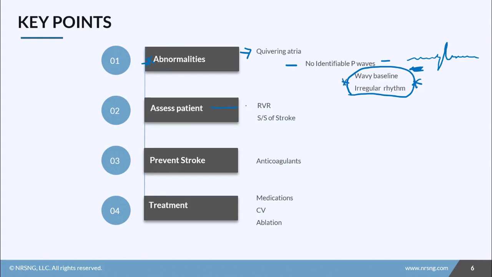Got to assess the patient, determine if they are in RVR, make sure that their heart rate is controlled so that cardiac output is adequate. Always monitor them for signs and symptoms of stroke. We got to prevent a stroke, and the only way we can do that is by making sure they're taking anticoagulants, so hopefully clots don't form. Treatment, medications, beta blockers, calcium channel blockers, anything to control the heart rate, cardioversions if we got to convert them back to a normal sinus rhythm, and ablations.